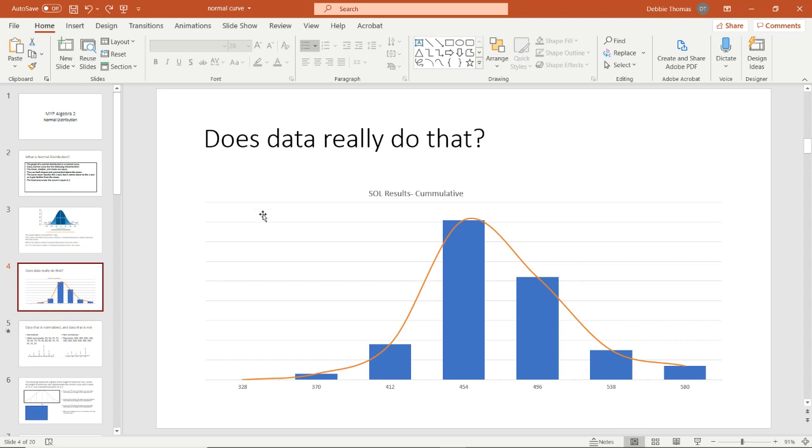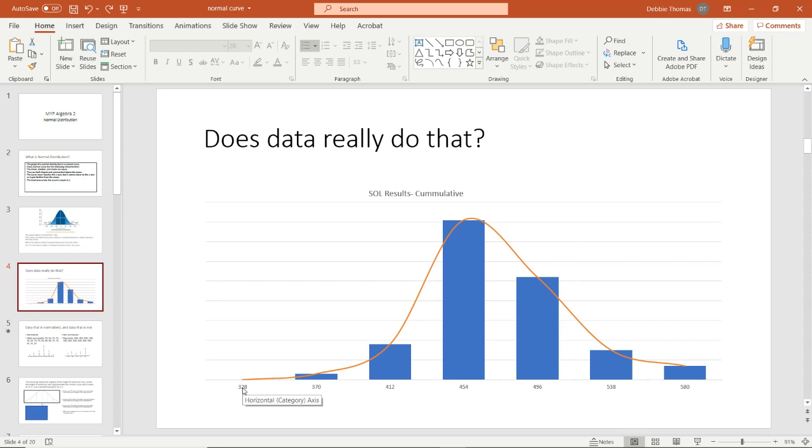My average SOL score on the Algebra 2 is a 454. Here's my +1, +2, +3 standard deviations, -1, -2, -3. What this is telling me is it falls into this graph every single time. So my data is biased a little bit, and I skew on the higher side of average. If you looked at the state's data, it'd be a much smoother bell curve.